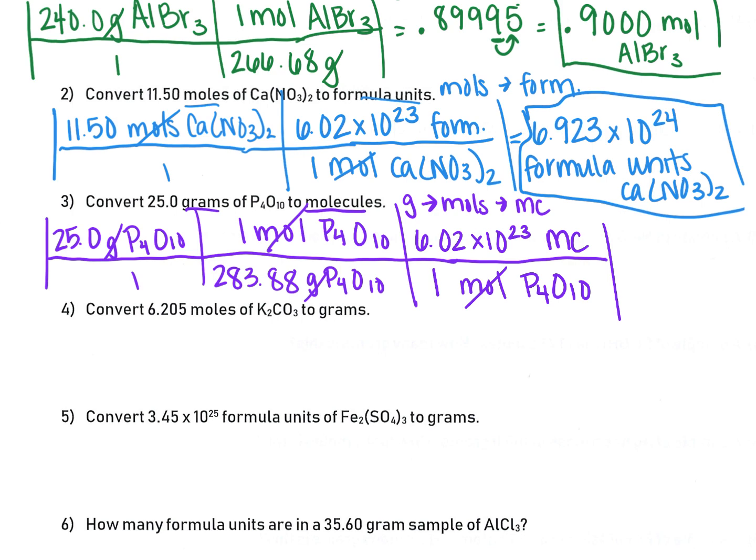All right, so this time to calculate, we're going to calculate the top row. So 25 times 6.02 times 10 to the 23rd. Okay, hit equals, get an answer, and then divide by 283.88. What are you getting? 5.20 times 10 to the 22nd. And it should be molecules P4O10. All right, do you all agree with that number?